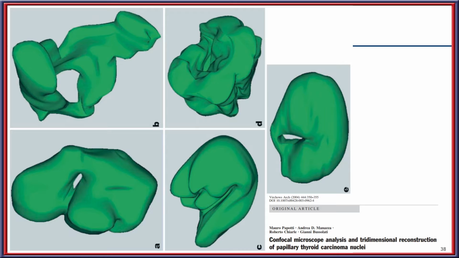A very lovely paper was put out by my friend Mauro Papotti, where you can see that the convolutions of the nuclei by confocal microscopy really are very, very dramatic. And so I have put this in, even though I'm showing you two-dimensional figures here, this three-dimensional reconstruction really highlights how remarkably convoluted and folded the nuclei of papillary thyroid carcinoma are.